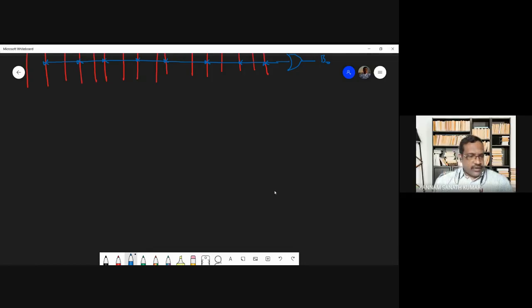Okay, so here I will tell you one example, that is combinational logic design using the decoder. Here I will design a full adder circuit by using the decoder. So this is one example.